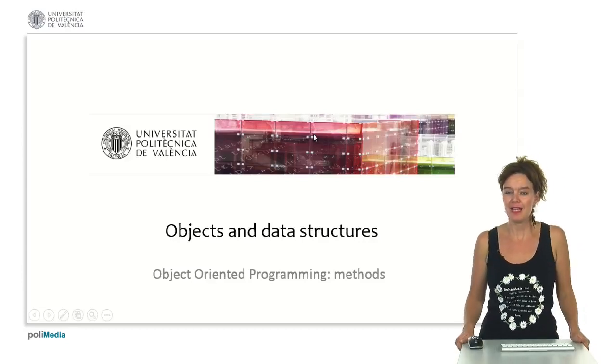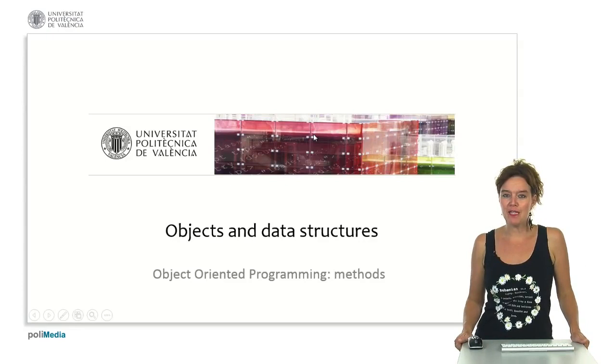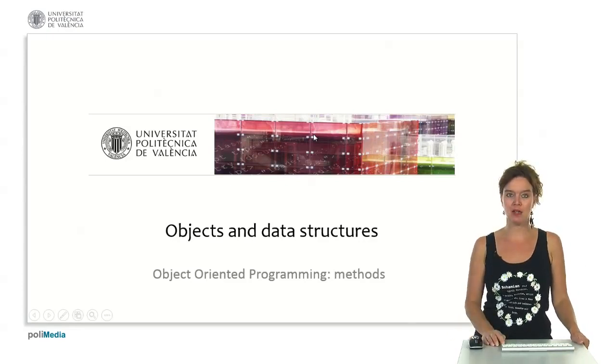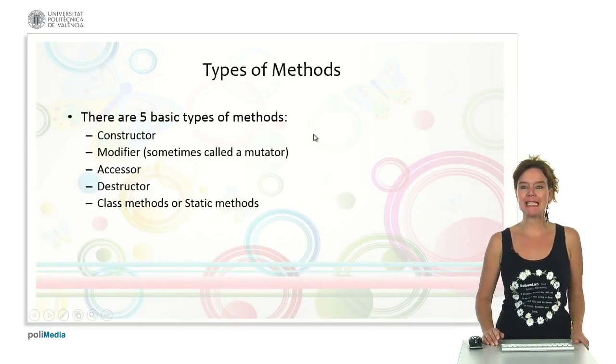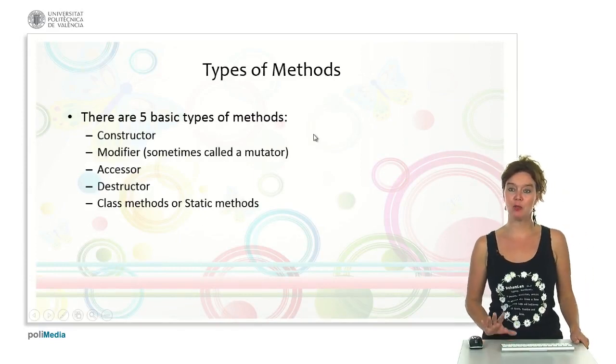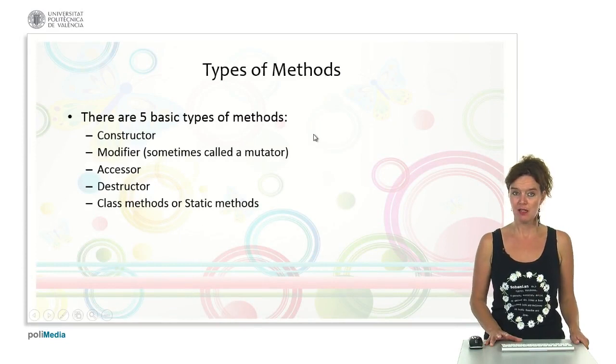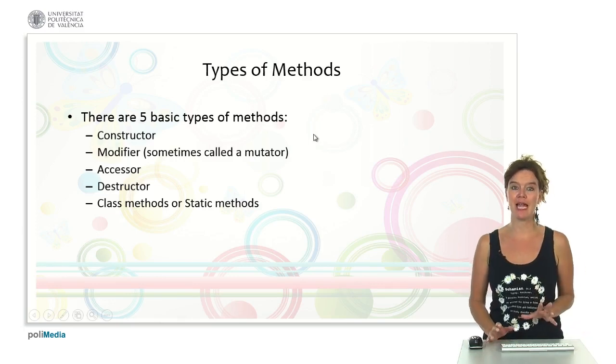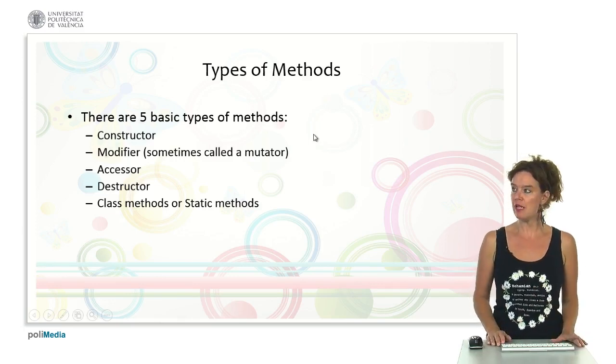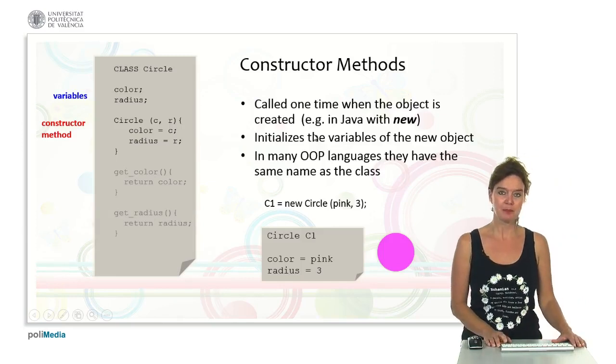Hello again. Let's look now in this small video a little bit better at methods of a class. There are basically 5 types of methods that we can define in a class: constructor methods, modifier methods, accessor methods, destructor methods, and static ones. Let's start with the constructor methods.